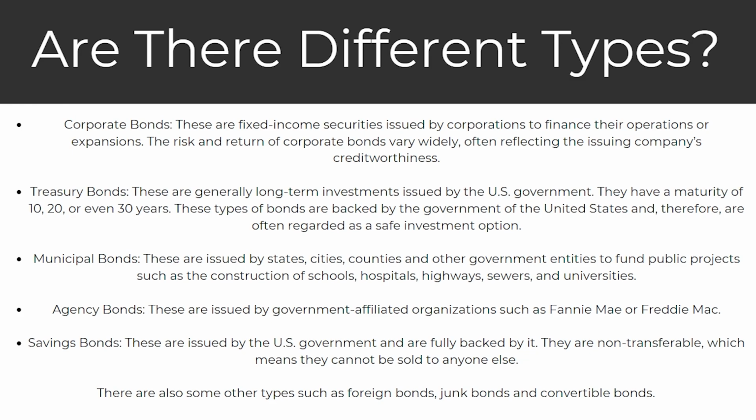And then we have saving bonds. These are issued by the US government and are fully backed by it. They're non-transferable, which means they cannot be sold to anyone else. And there are also some other types of bonds such as foreign bonds, junk bonds, and also convertible bonds.